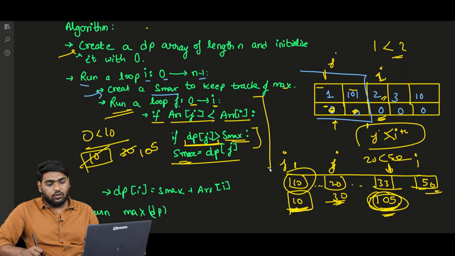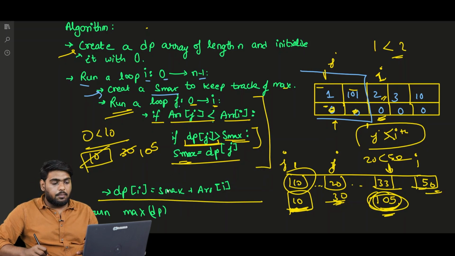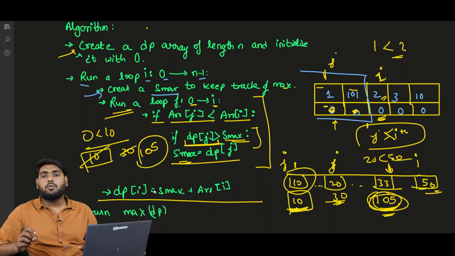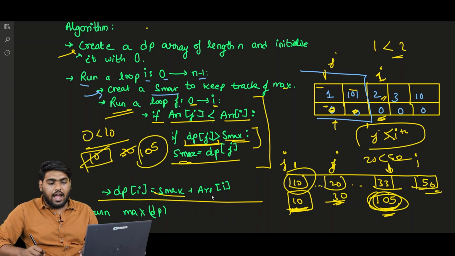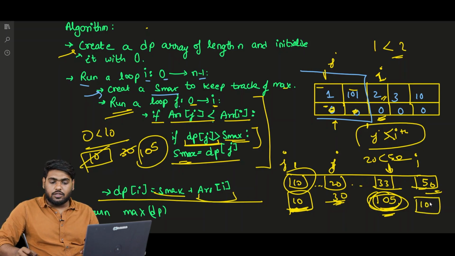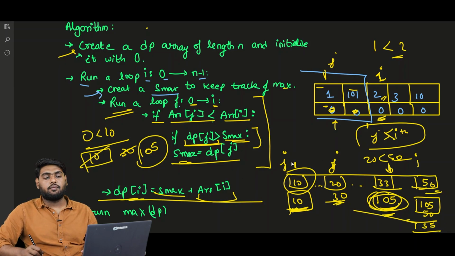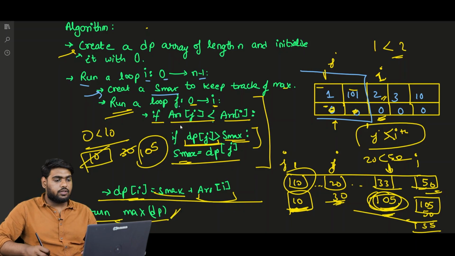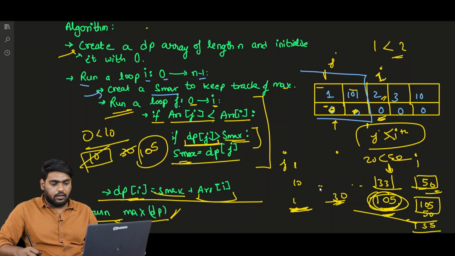Eventually, once this jth loop is ended, we simply have to mark the value that we have found so far, which is the s max. We have to add it with ARRI, that means the position we want to fill. That means s max is 105, we add 50 with it and then we get 155, right? And we put that 155 at the ith dp, okay? And after that we return whatsoever is the maximum in dp. I'll tell you this later. First, let's create the dp and see how it is working.